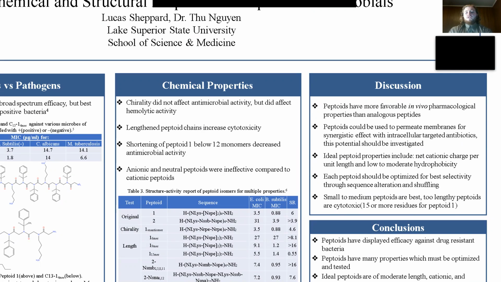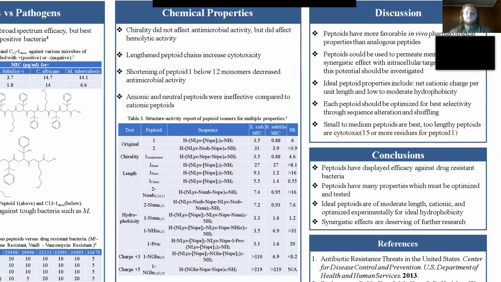Ideal peptoids should have a net cationic charge per unit length, as well as a low to moderate hydrophobicity, and each peptoid should be optimized for length through experimental testing. But usually, small to medium peptoids are best, as too lengthy peptoids get into the cytotoxic territory.